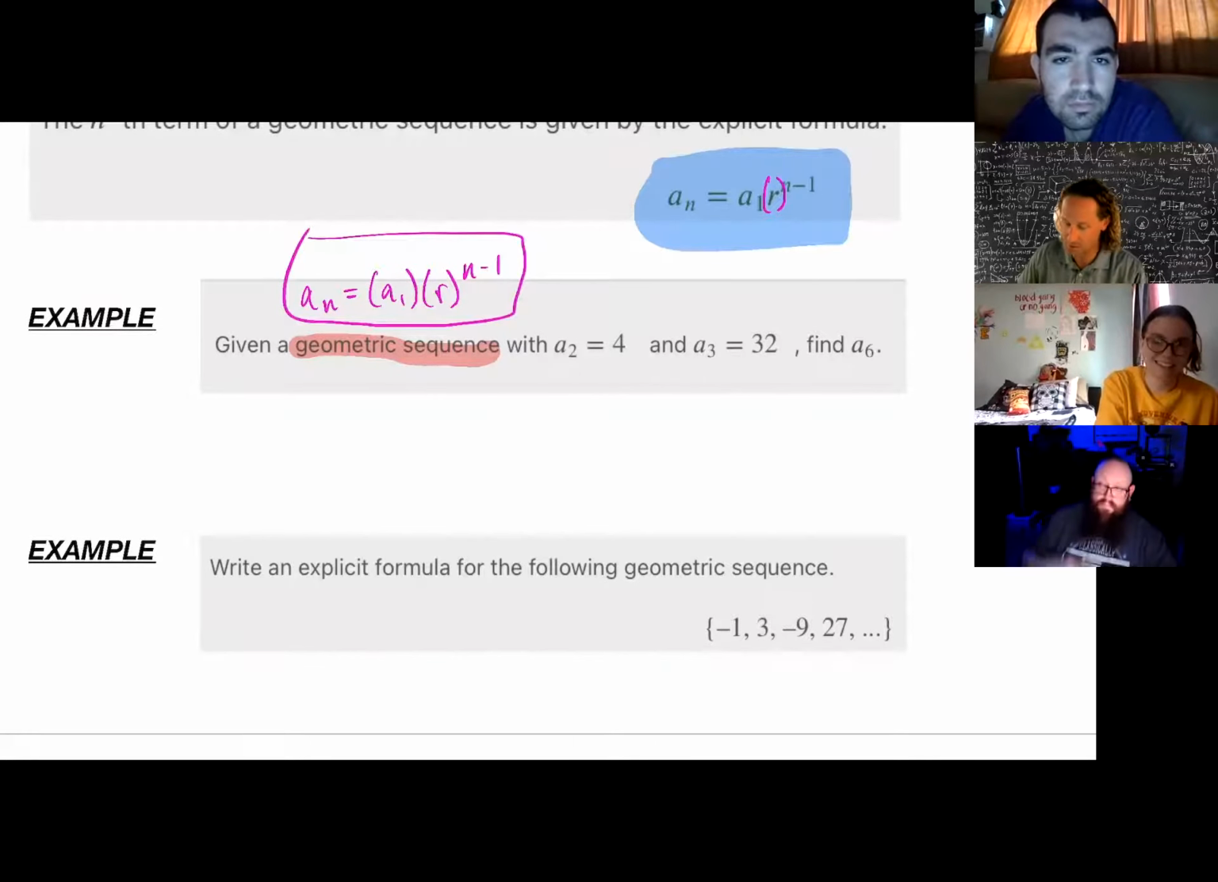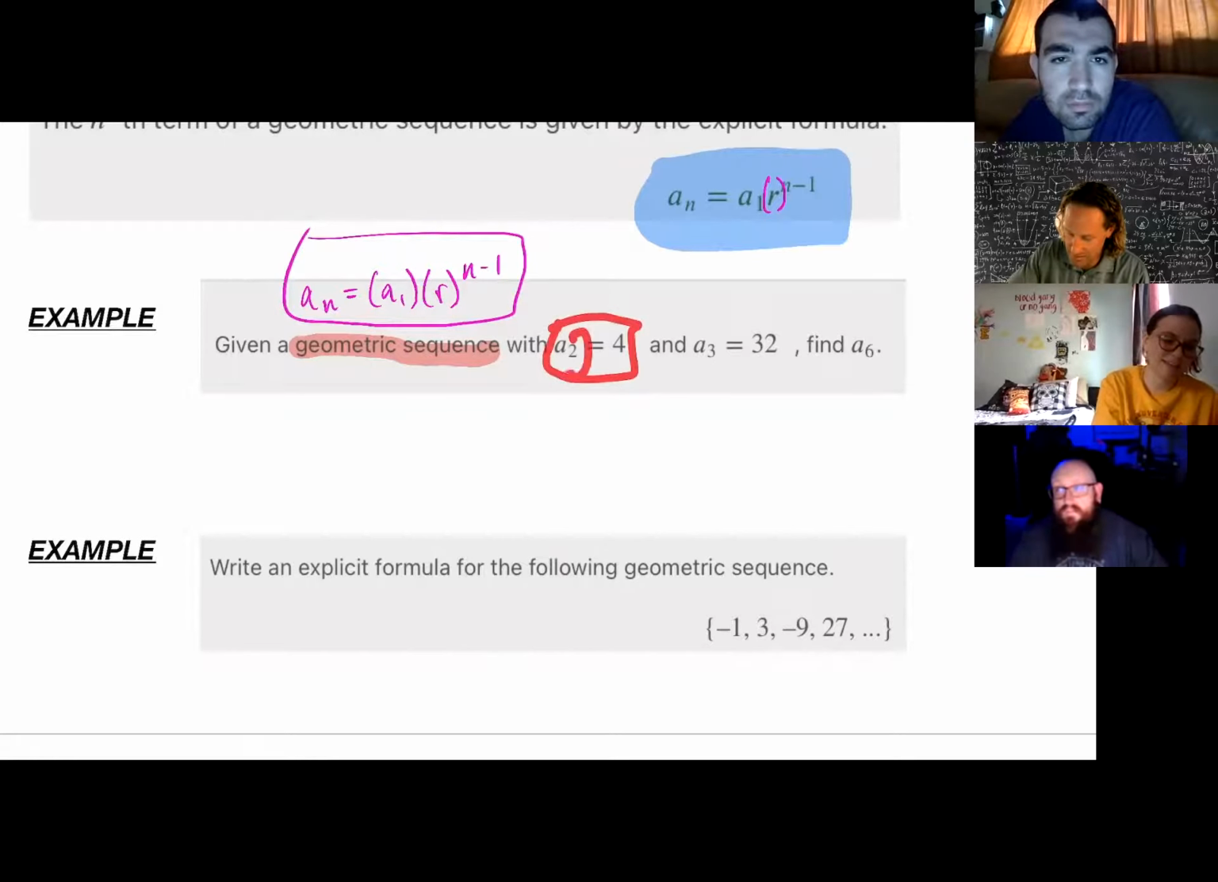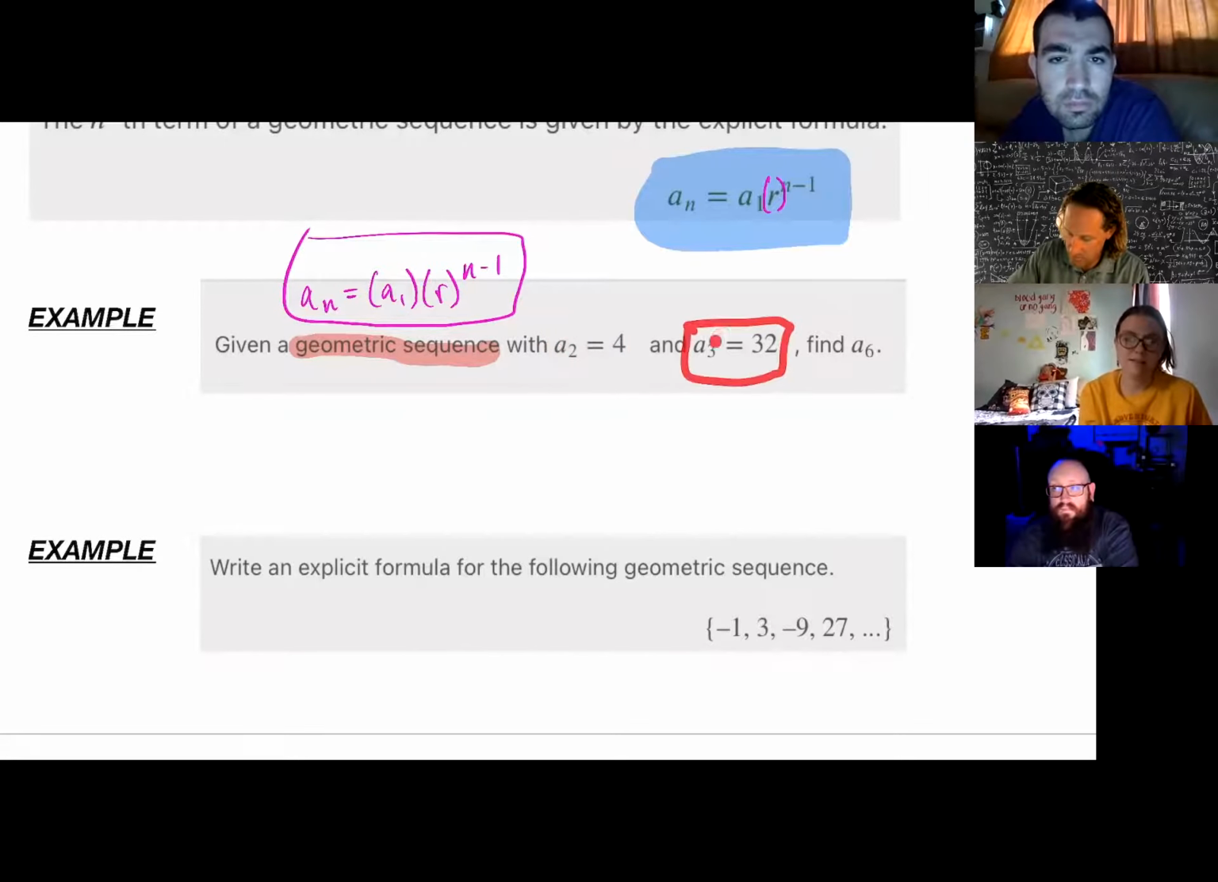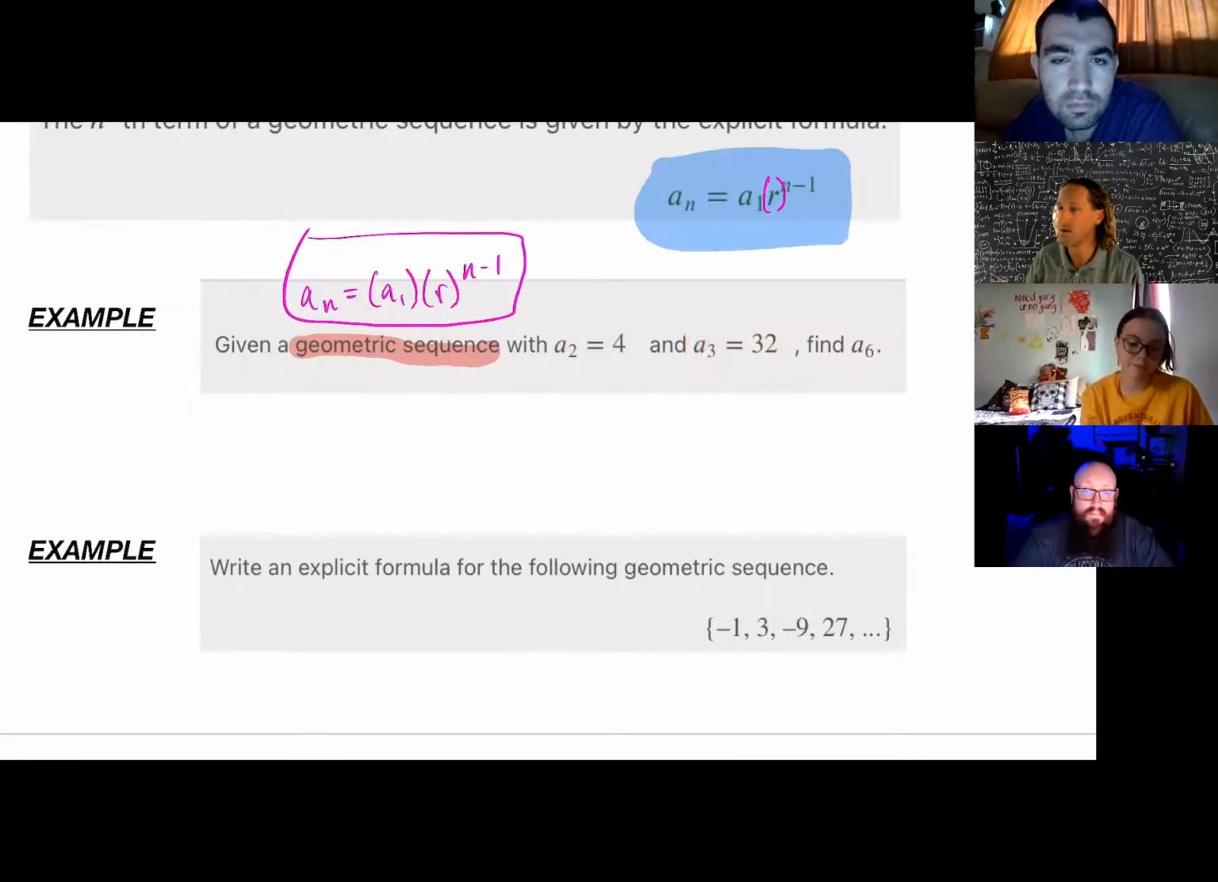So as Alan mentioned, notice they gave us the second term and the third term. So I'm going to explain this obviously, but I'm also going to explain what would happen if this was, say, the fifth term.